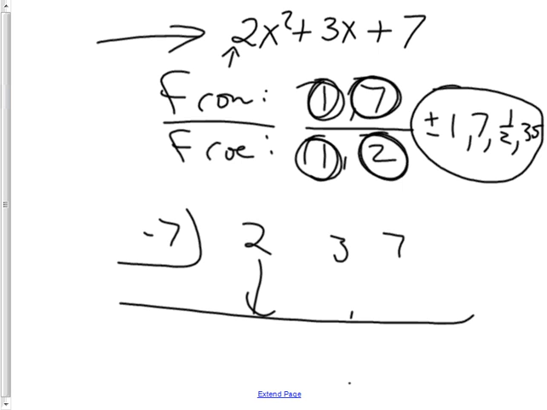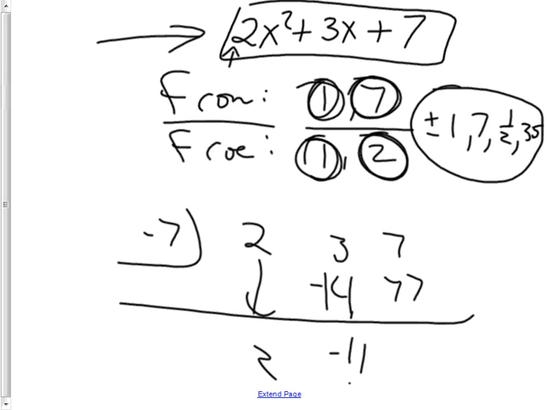So you drop this 2. 2 times -7, -14. Add them together is -11. Multiply them, +77. Holy cow, that didn't work at all. What's going on? Nothing seems to work. If nothing works, what's the answer? Yep. That's the only way you could solve this one. It won't factor. Is it possible that none of the things work?